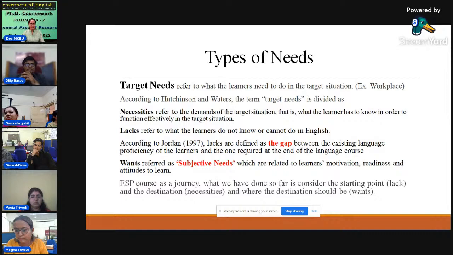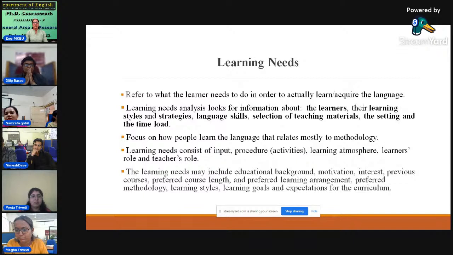Learning needs in general refers to the need to learn the language. For example, there are some elements which contribute to the learning process of the language. Learners have different styles and strategies, and they require different skills. For example, some learners want to learn better writing skills, some want to learn reading or speaking skills. So the needs of learning language are also different. According to that, we can design a course and activities, and also create the learning atmosphere according to the learner's need.